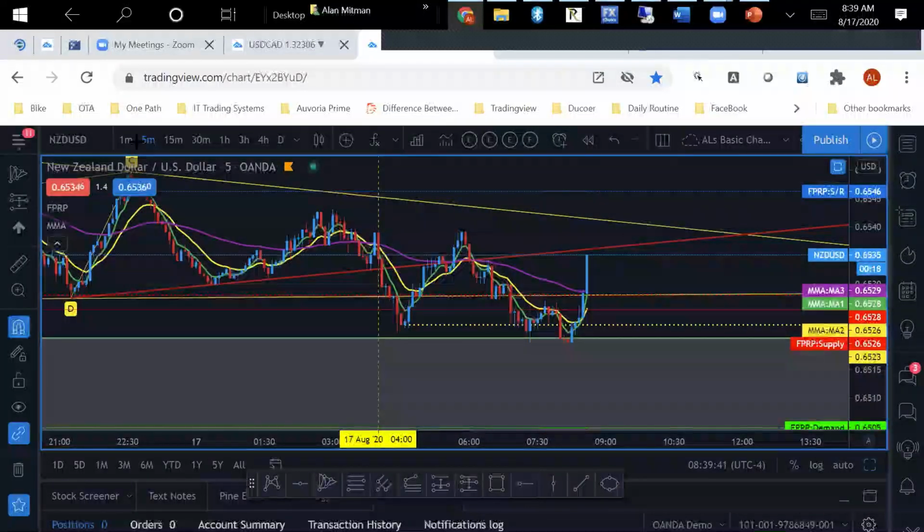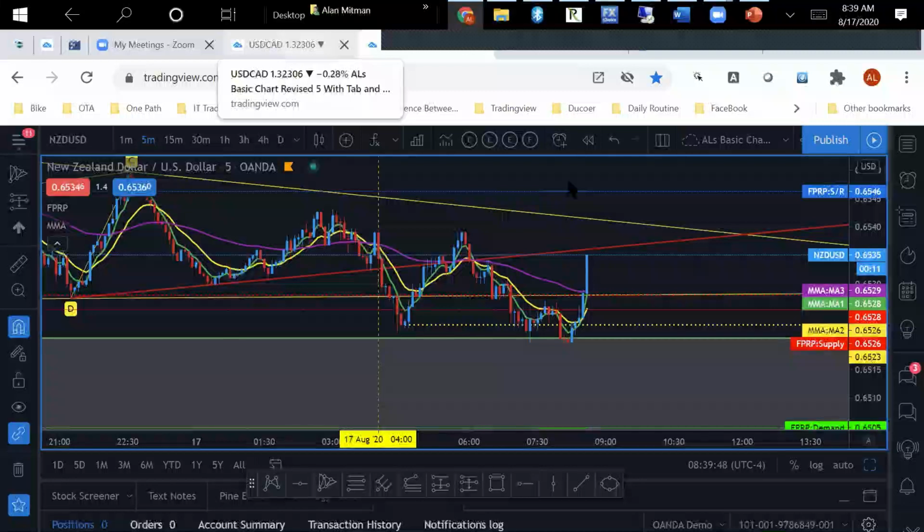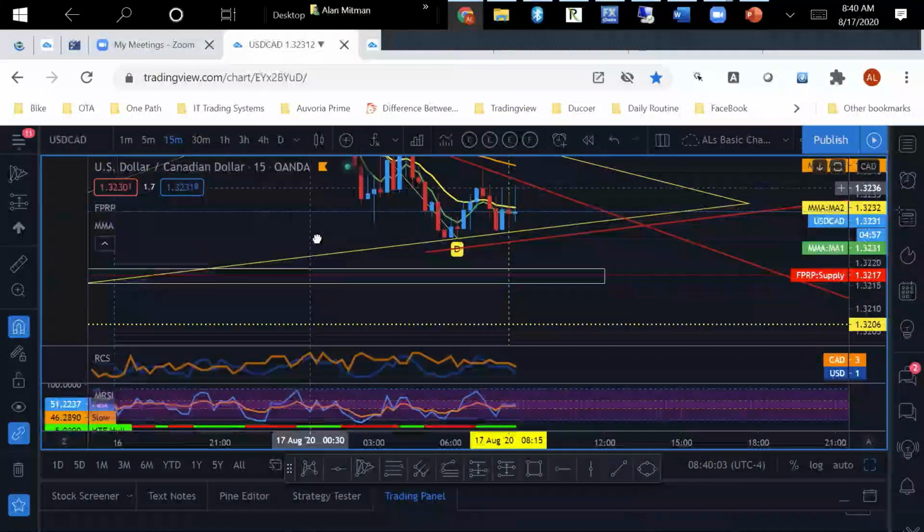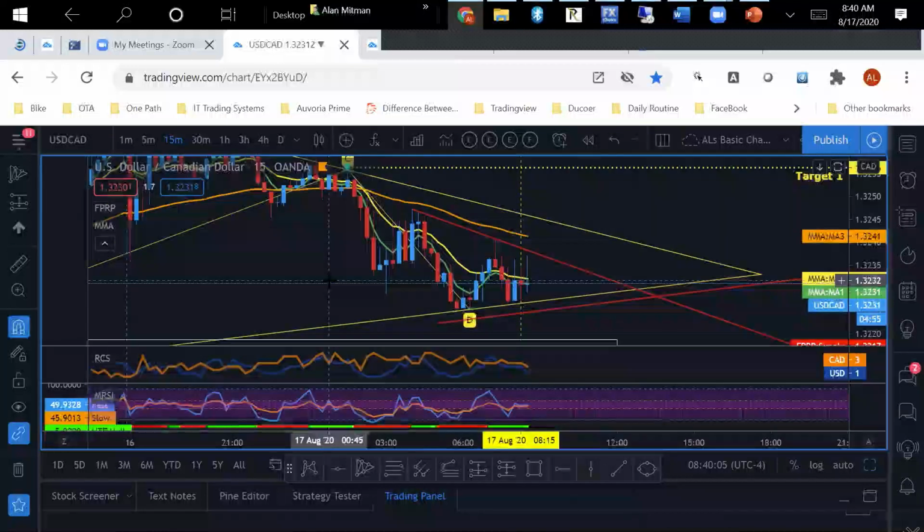Alan had put in the Q&A, besides the wedges, the US CAD looks like, with wicks, it's a W at resistance. In other words, a double bottom hitting resistance, but it's tracking within the wedge, obviously.